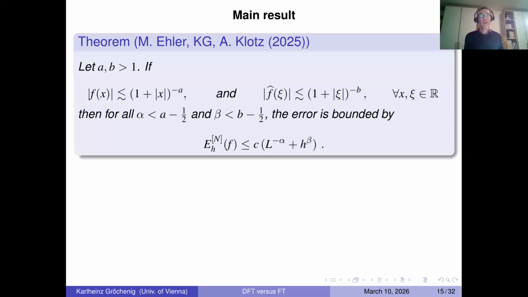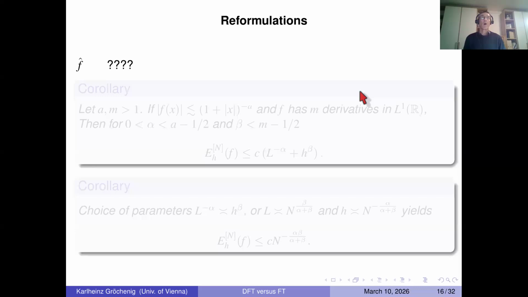So after this excursion into a mathematical proof idea, let me recall our main result. Polynomial decay in time and in frequency, and some adjustment gives you an error estimate, length of the sampled interval to the negative alpha, plus step size to the beta. Alpha and beta related to the decay estimates.